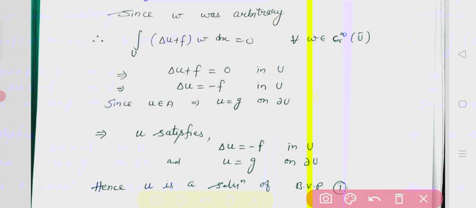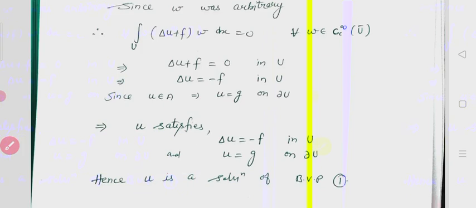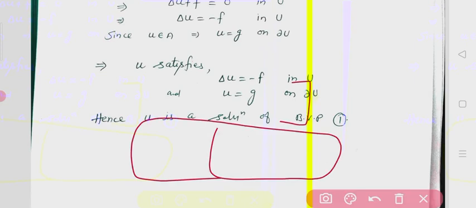Okay, and u was belonging to A, which we supposed. So if u belongs to A, that means u will be equal to g on the boundary. So you can see that delta of u equal to minus f in u and u equal to g on the boundary. That means this u satisfies the given boundary value problem. That is what we had to prove. So we prove the converse part: if u is the minimizer of the energy functional, then u satisfies the given boundary value problem.